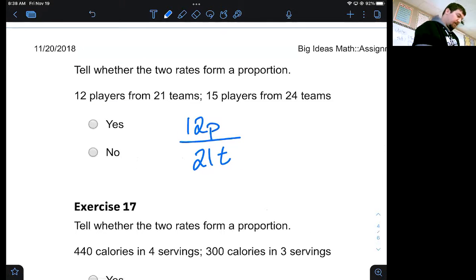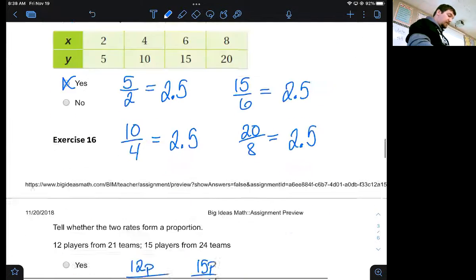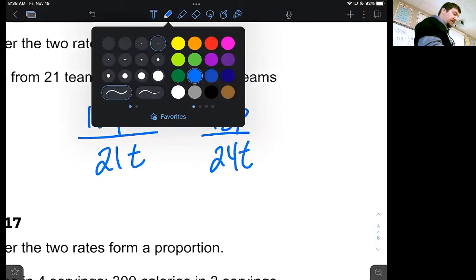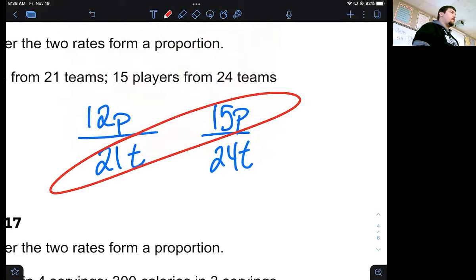What's the other fraction going to say? Anybody? 15p, 24t. Okay, so it's the same problem that I was doing up here, except instead of them giving us the fraction, I have to write the fraction first, but I can still use cross products. Cross products is one of the methods you could use. What is 21 times 15? 315? Is it 315? I got a bunch of different answers. Or did I? It's just right. Okay. What about 12 times 24?